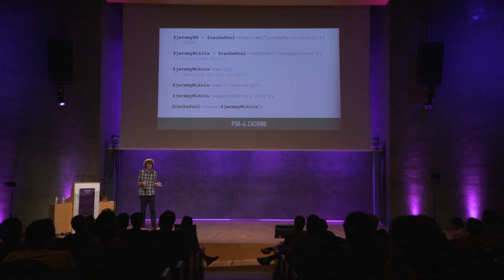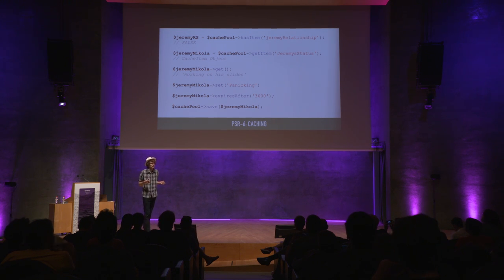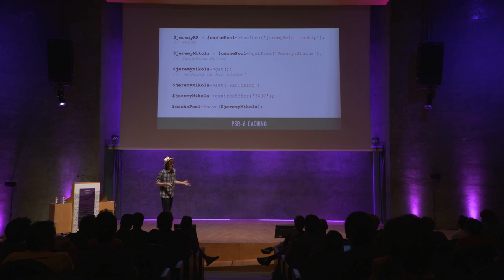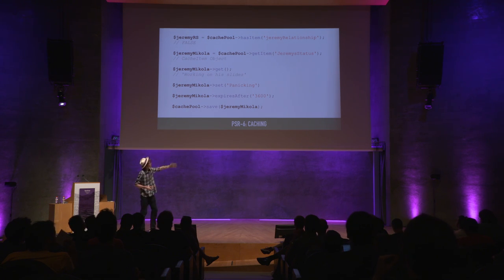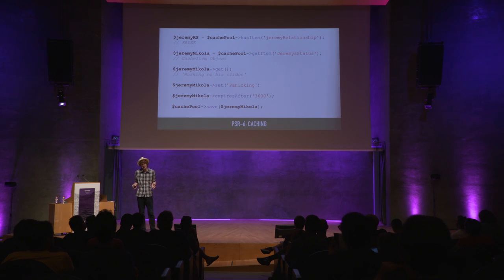PSR6, caching. I've got some examples up here again, courtesy of Jeremy McCullough. It has a cache pool interface and a cache item interface. The idea of these two interfaces is the cache pool, for example, might represent Reddit, whereas the cache item might represent a specific item in that cache. So here we're seeing if from the cache pool there is an item with that particular key, and that will return a Boolean. We can also get an item from the cache pool. So we can get Jeremy's status right now, and that will return a cache item. We can then get the result of that cache item.